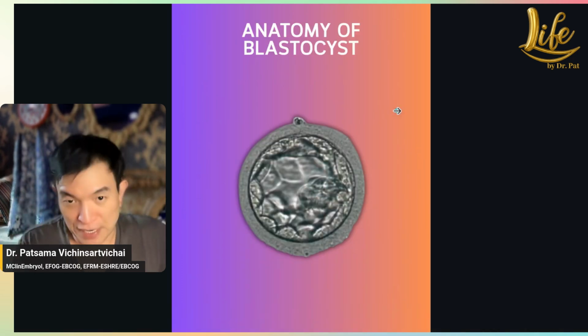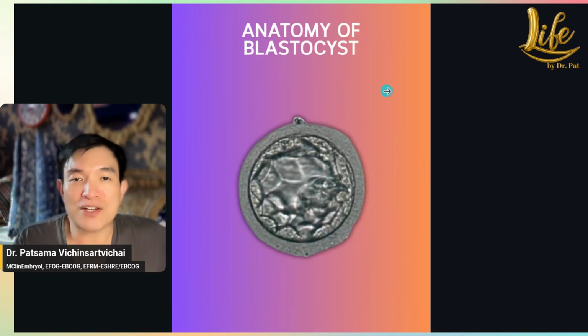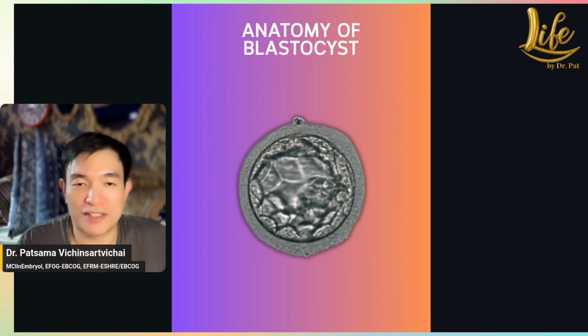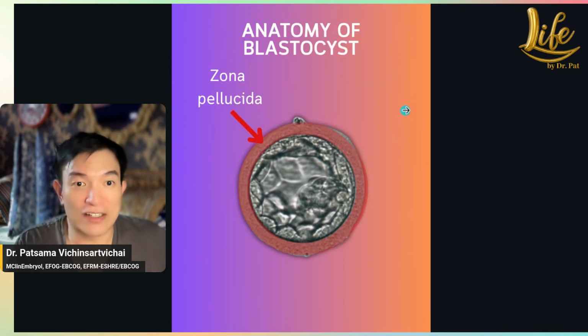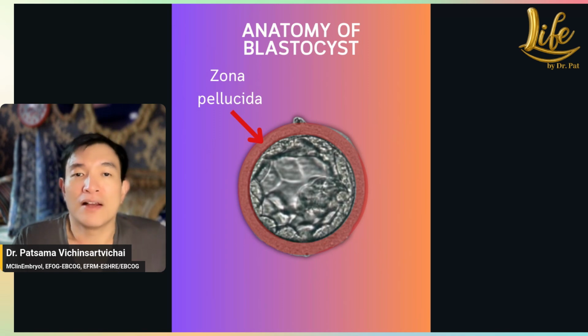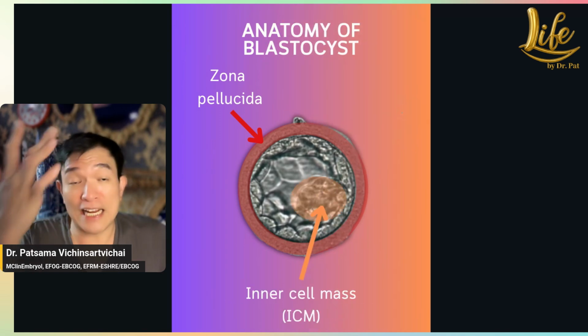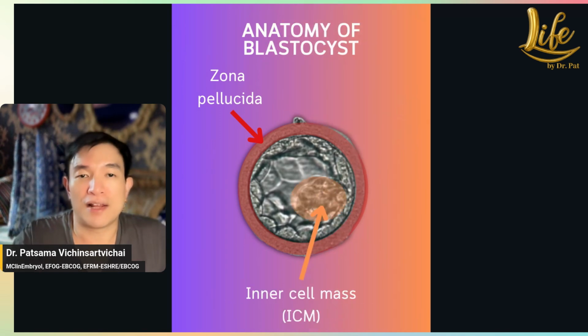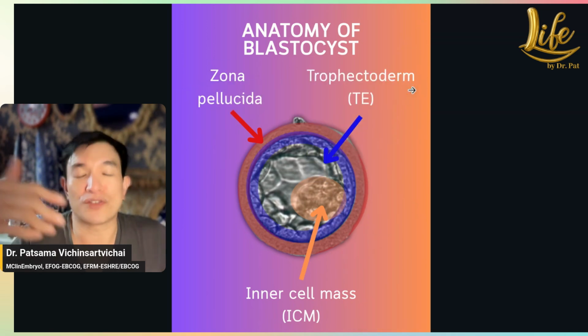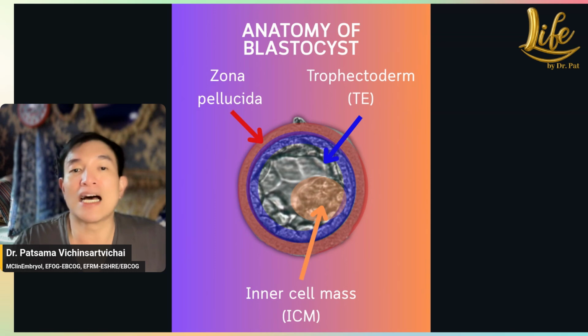So what does the blastocyst contain? Actually, there are 3 essential parts of it. The first one is the shell of it. It's called the zona pellucida. The second part is the inner cell mass, which is where the cells will become the baby itself. And the last part is called the trophectoderm. It's also the cells lining the blastocyst, and this part will become the placenta.